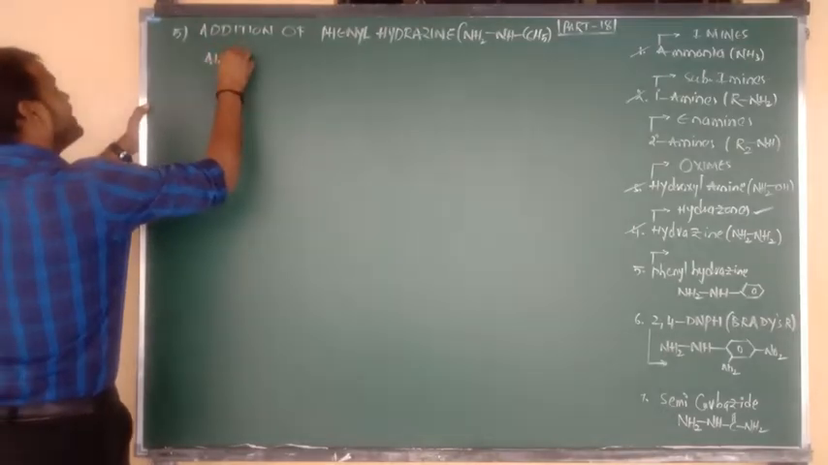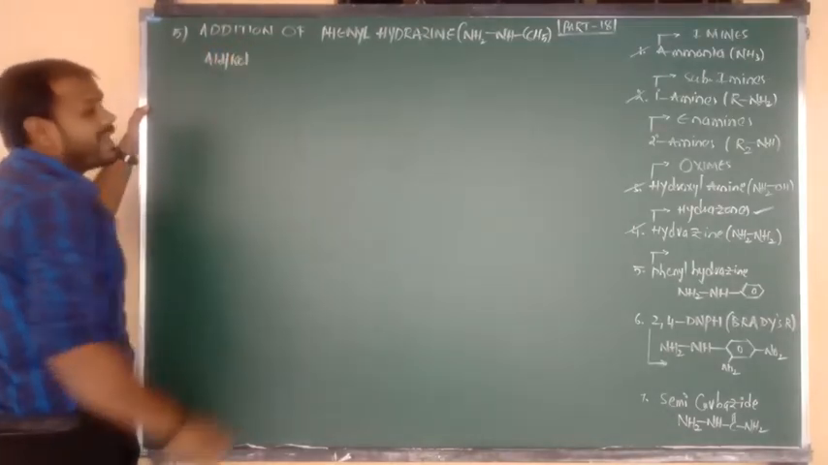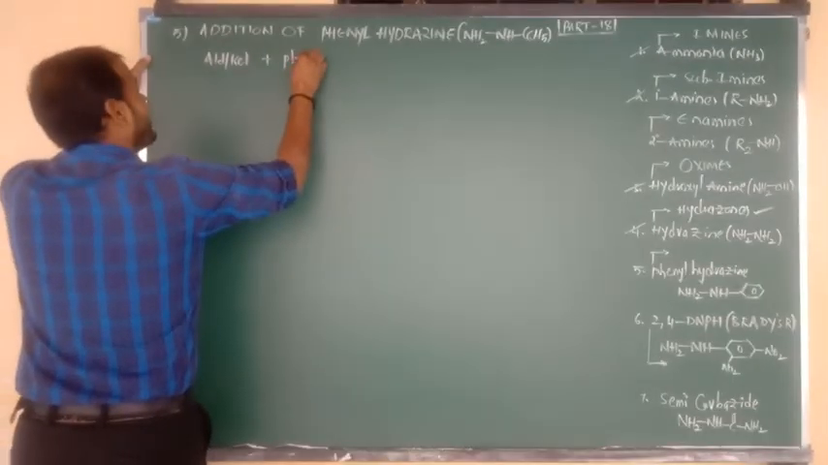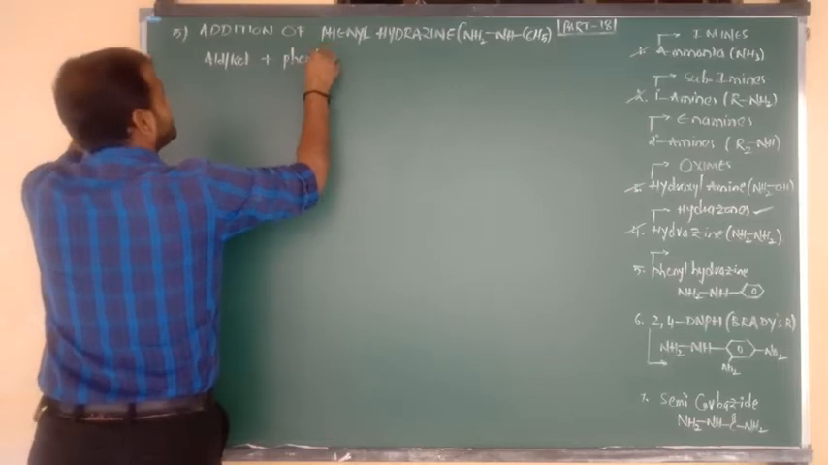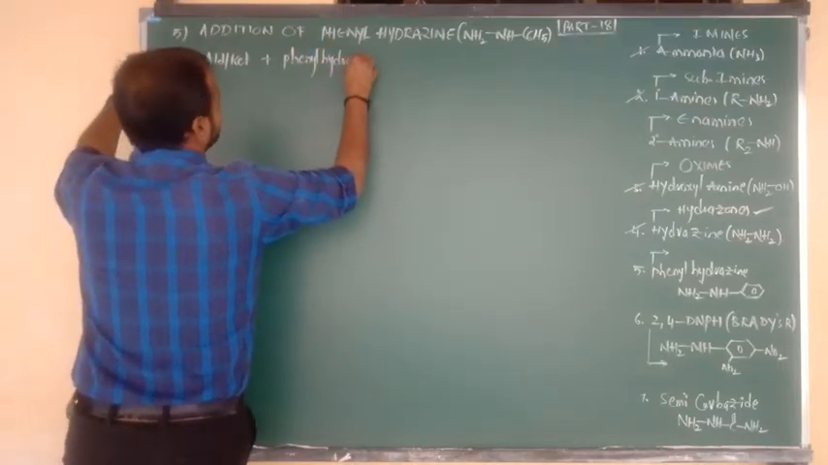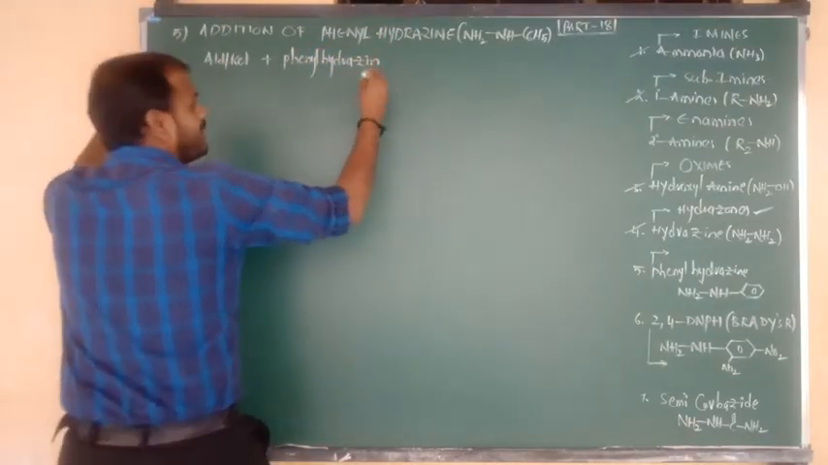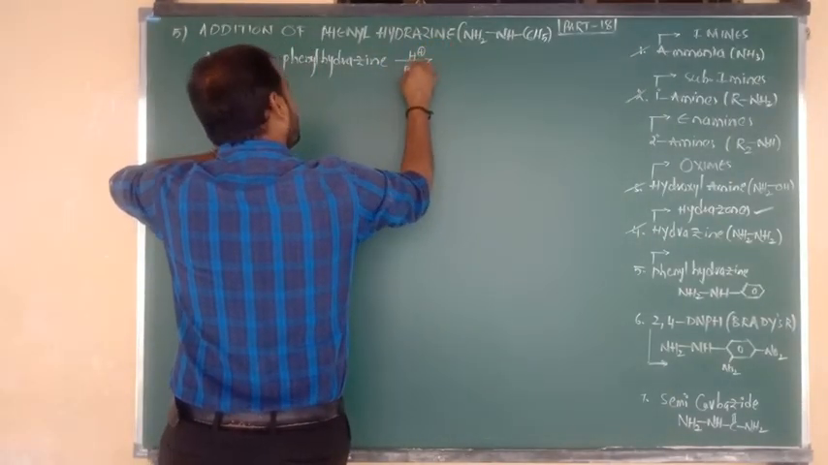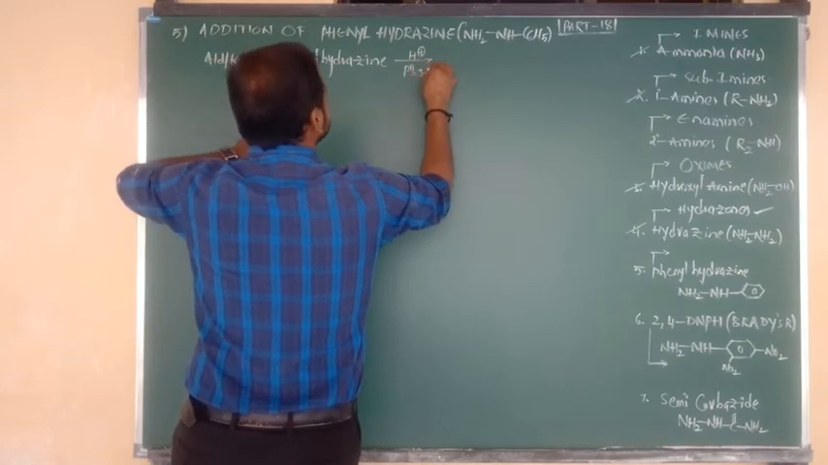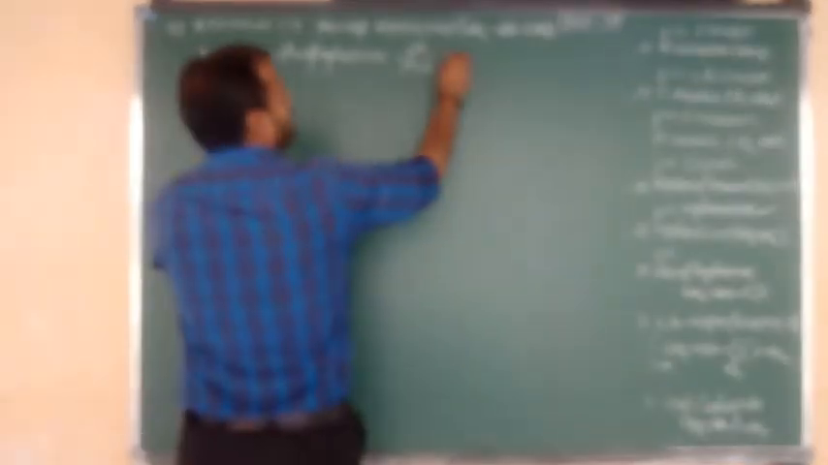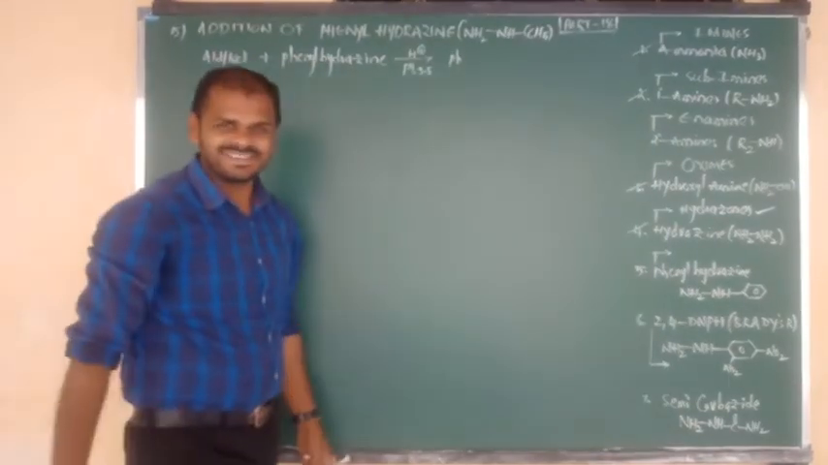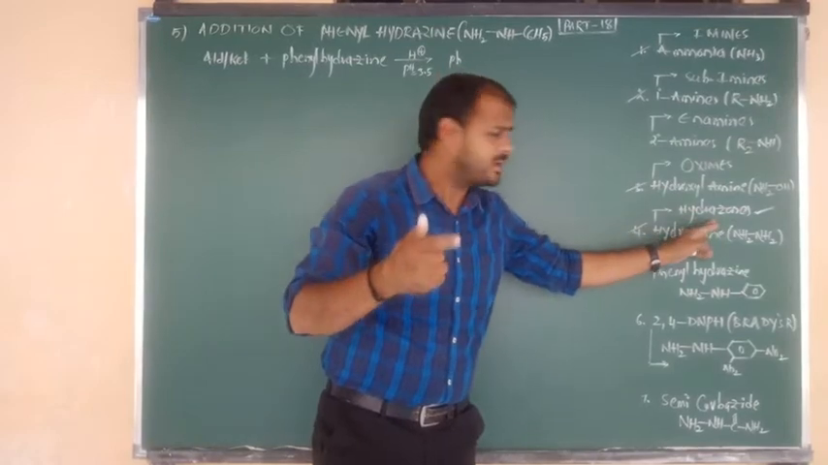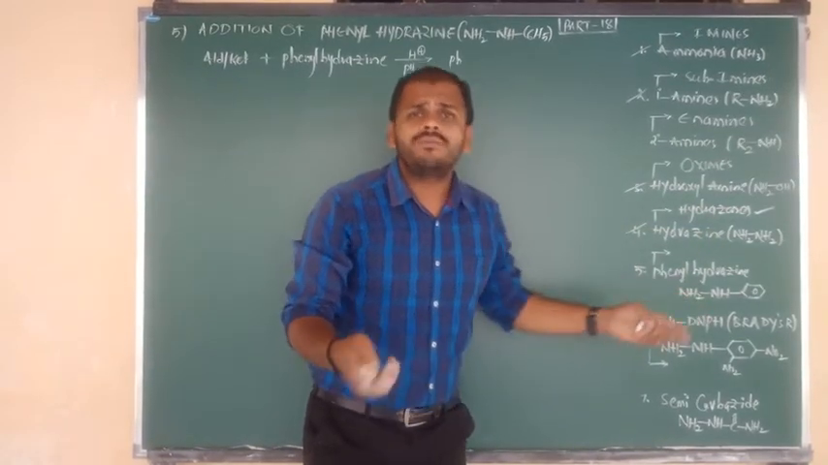Aldehydes and ketones, upon addition with phenyl hydrazine. Addition of phenyl hydrazine takes place in an acidic medium, again using the same pH value, and the pH is 3.5. You are going to get the product, which is dead easy. Once again, addition of hydrazine gives hydrazones. Addition of phenyl hydrazine gives phenyl hydrazone.